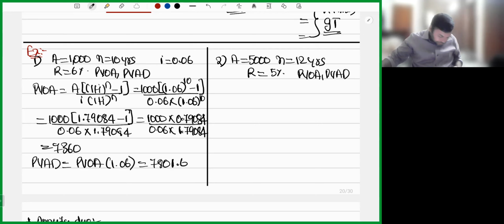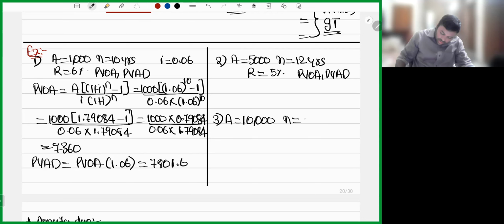It's quite simple. Now, I want you to solve the second one. I'll give you the third one also. A is given as 10,000. N is given as 11 years. R is given as 10%. I want you to compute present value of ordinary annuity and present value of annuity due. Try pausing the video and solving the second and third, then we can look into the answers.